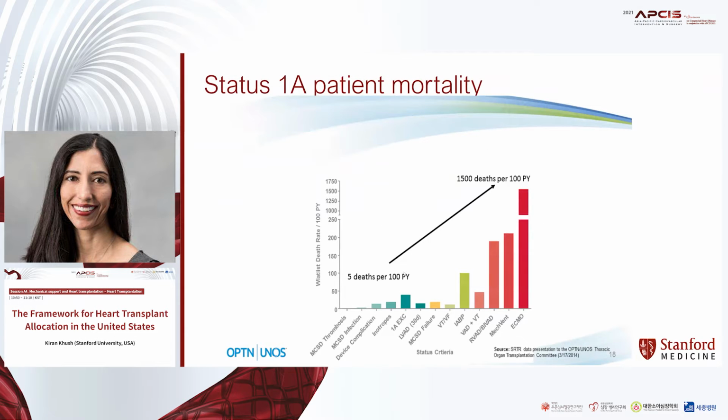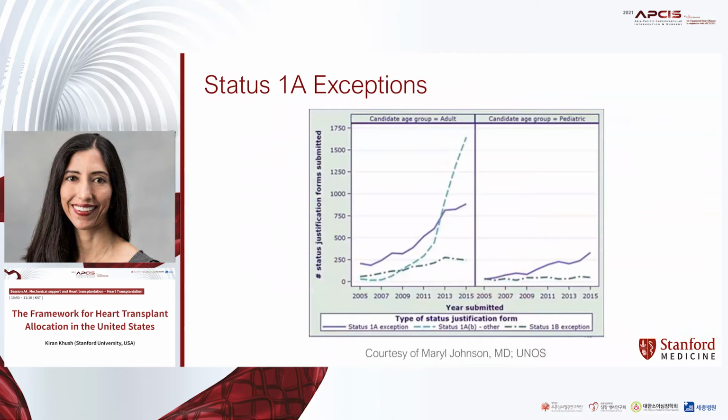As you can see here in this figure, of all patients who were lumped together in this high priority status, or status 1A, there was greatly variable mortality, ranging from relatively low mortality for patients on durable MCS or LVADs to high mortality for patients on temporary MCS or mechanical ventilation. So clearly there was a great difference in disease severity within this one category. We also see here that the number of exception requests to get patients to this high priority category was going up year on year.